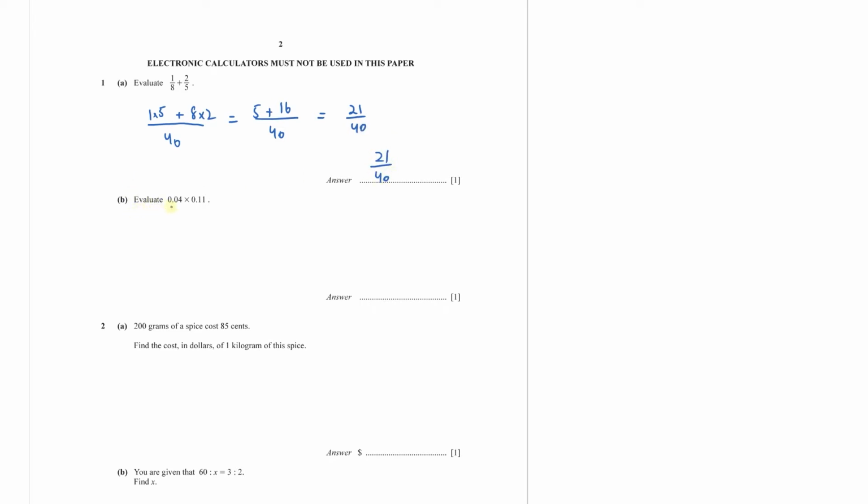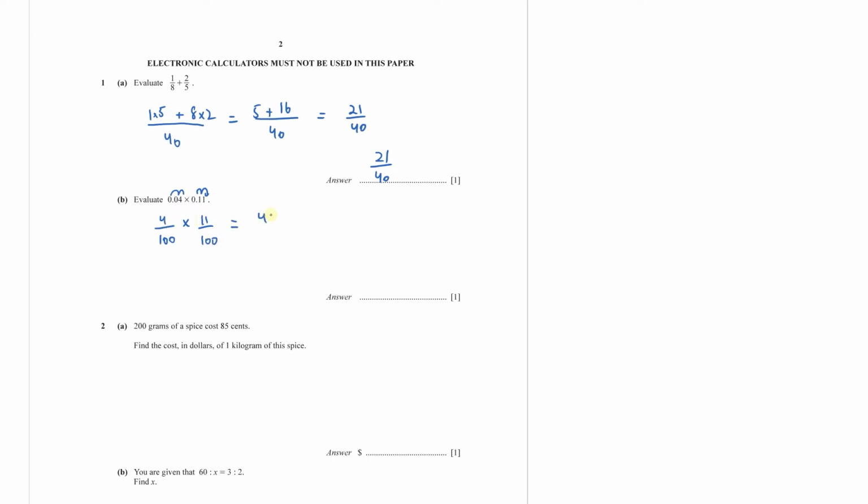Part B is evaluate 0.04 into 0.11. So I'll convert them into fractions. I'll move the decimal 2 places to the right. So this becomes 4 over 100. And similarly here I'll move the decimal 2 places towards the right as well. So this becomes 11 over 100.